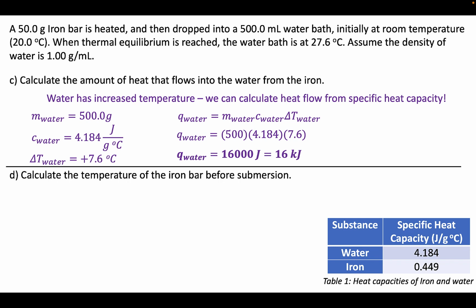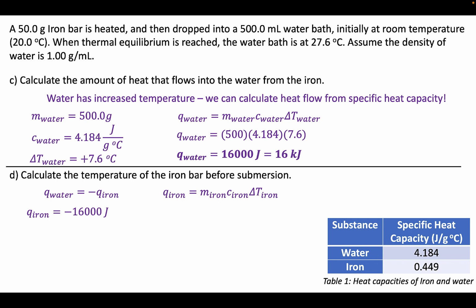Now, what about the iron bar before submersion? This could be the only question asked in the problem. The rest of what we've done has led up to it, and this is the heart of calorimetry: we can take an unknown heat generation process, figure out how much heat there is, and then figure out other things about that substance. So what is the temperature before submersion? We want to tie together everything we've done. Q water equals negative Q iron. This tells us the iron lost 16,000 joules because the water gained 16,000 joules. This is conservation of energy.